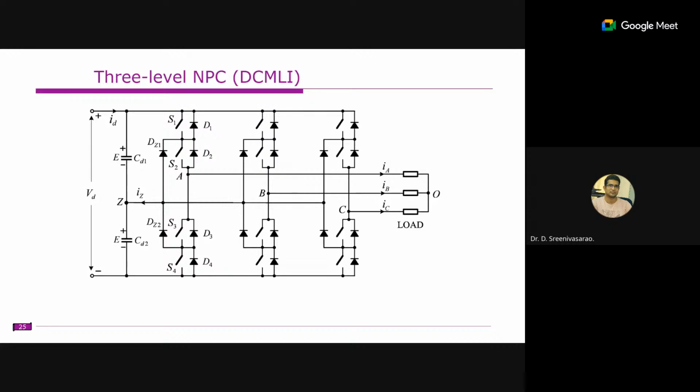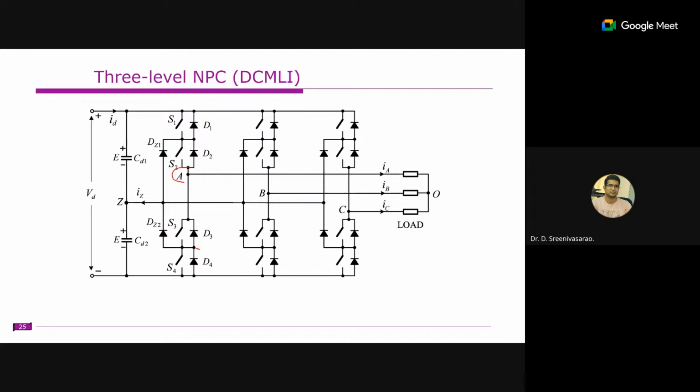This is the structure. We have two DC sources, and we have a midpoint access to the midpoint, right? And this is A phase, B phase, and C phase. Here the operation is slightly simple. S1 and S3 are complementary, whereas S2 and S4 are complementary. So this switch and this switch are complementary, and this switch and this switch are complementary. So 1 and 3 are complementary and 2 and 4 are complementary. The operation is very simple.